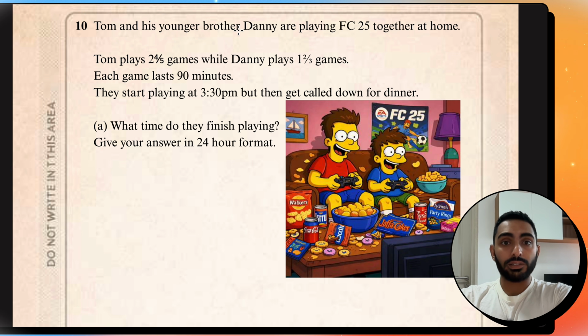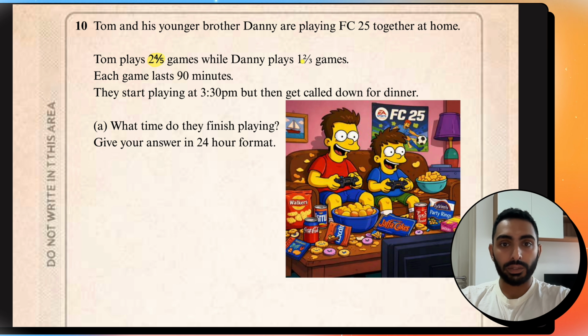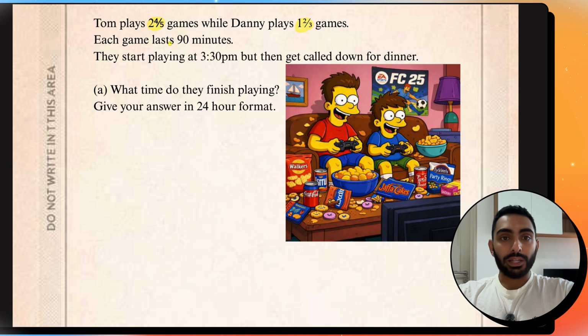Question 10. Tom and his younger brother Danny are playing FC25 together at home. Tom plays 2 4/5 games while Danny plays 1 2/3 games. Each game lasts 90 minutes. They start playing at 3:30 p.m. but then get called down for dinner. What time do they finish playing?